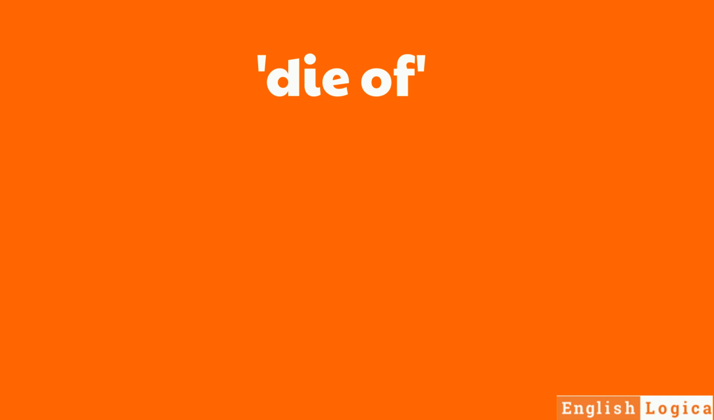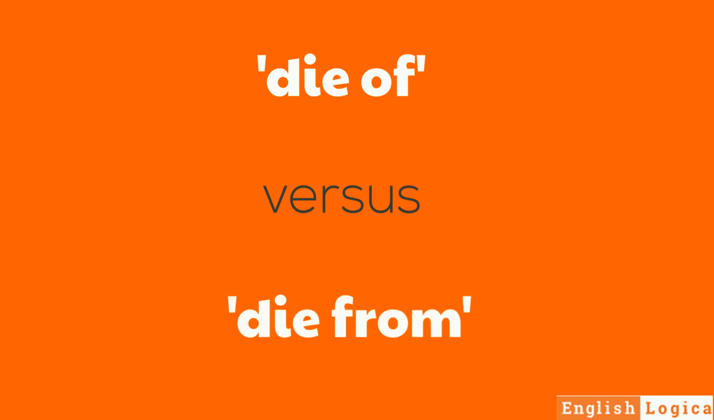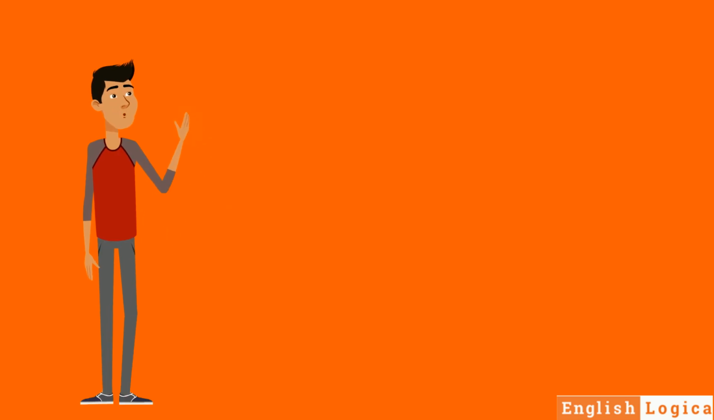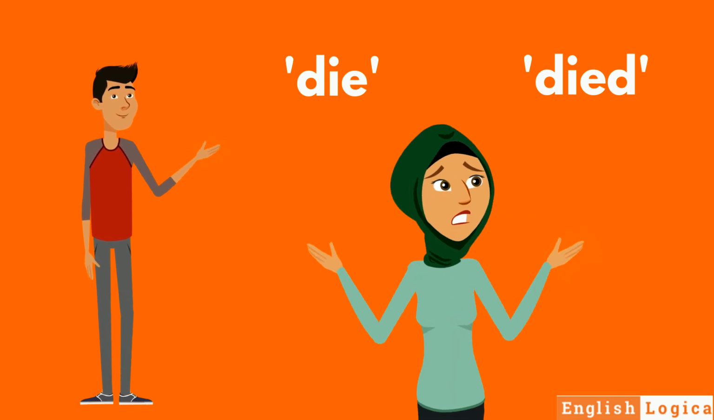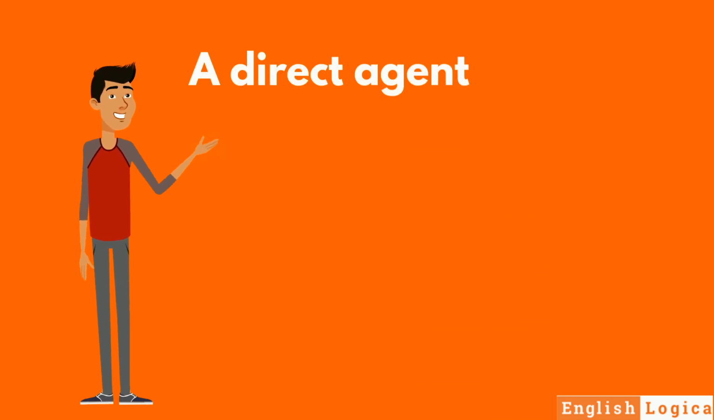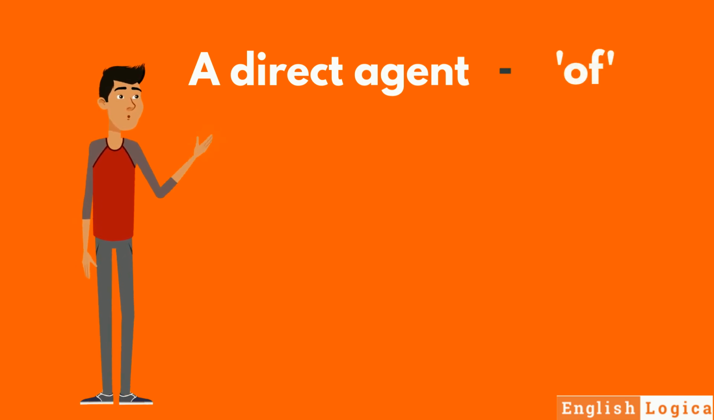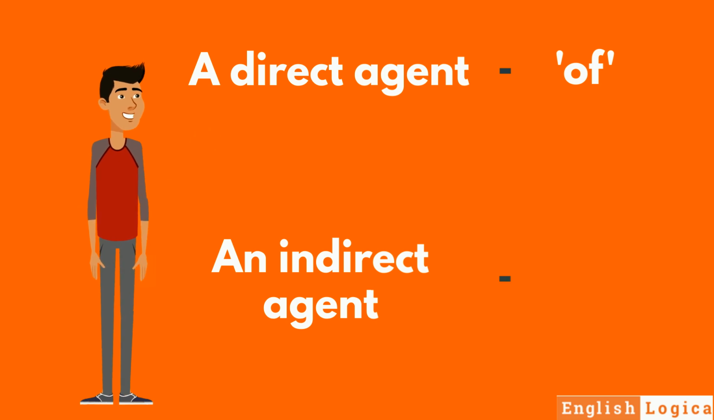Die of versus die from. The prepositions that follow die or died are often confused. Generally, the rule is that if a direct agent causes death, you use the preposition of. If death is caused by an indirect agent, you use from.